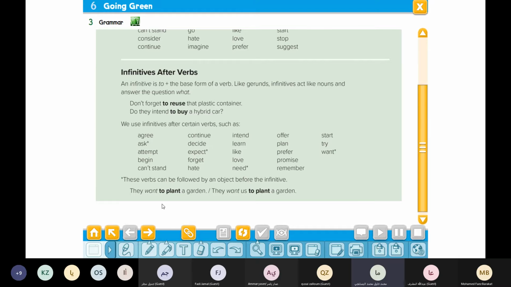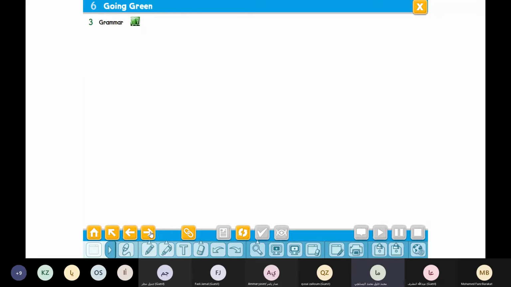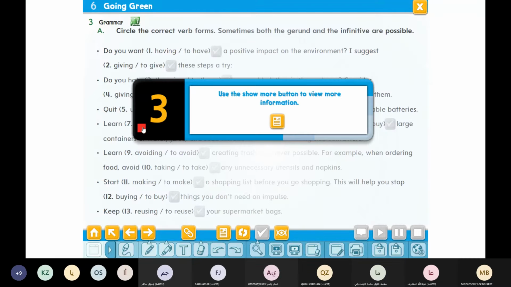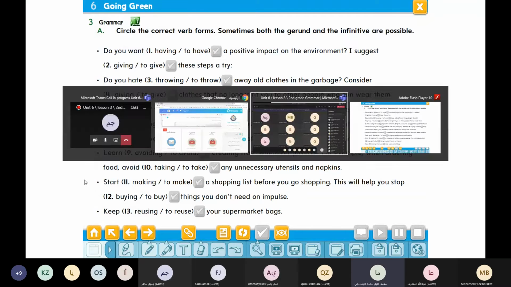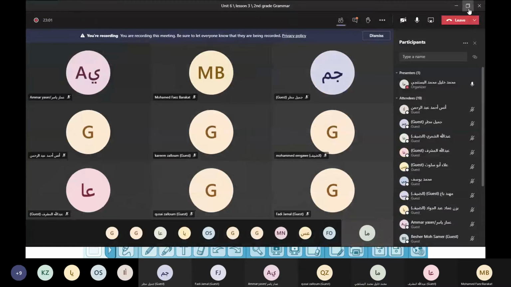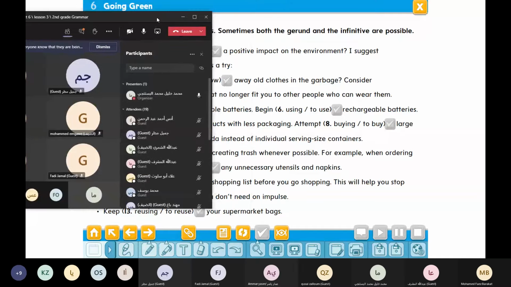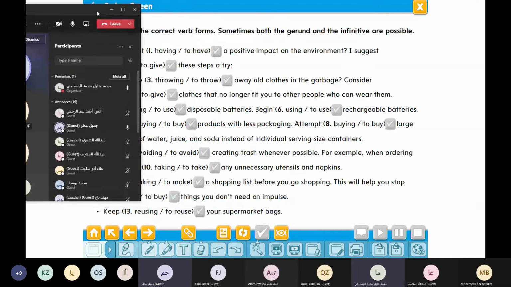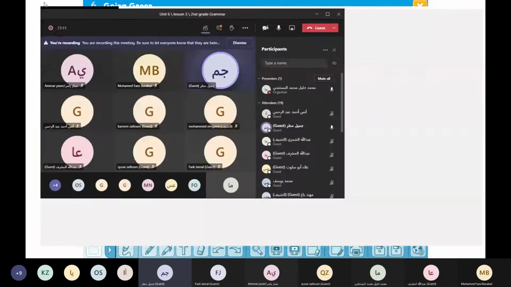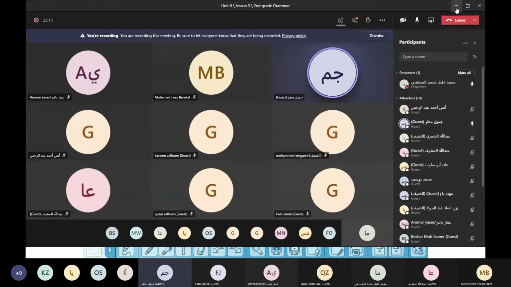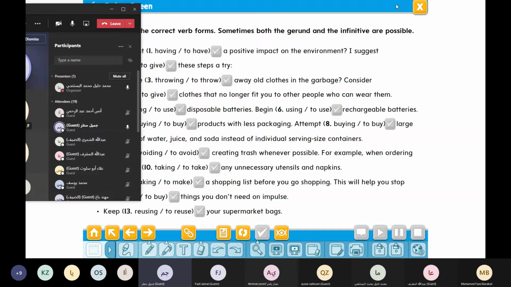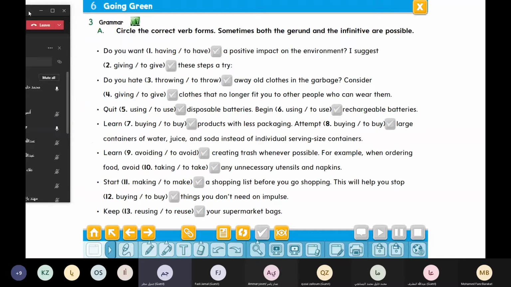Now look at your books on page 84, exercise A. Read the explanation. Can I read, teacher? Okay. Exercise A. Circle the correct verb form. Sometimes both the gerund and the infinitive are possible. Do you want to answer the first one? Start with the first one.